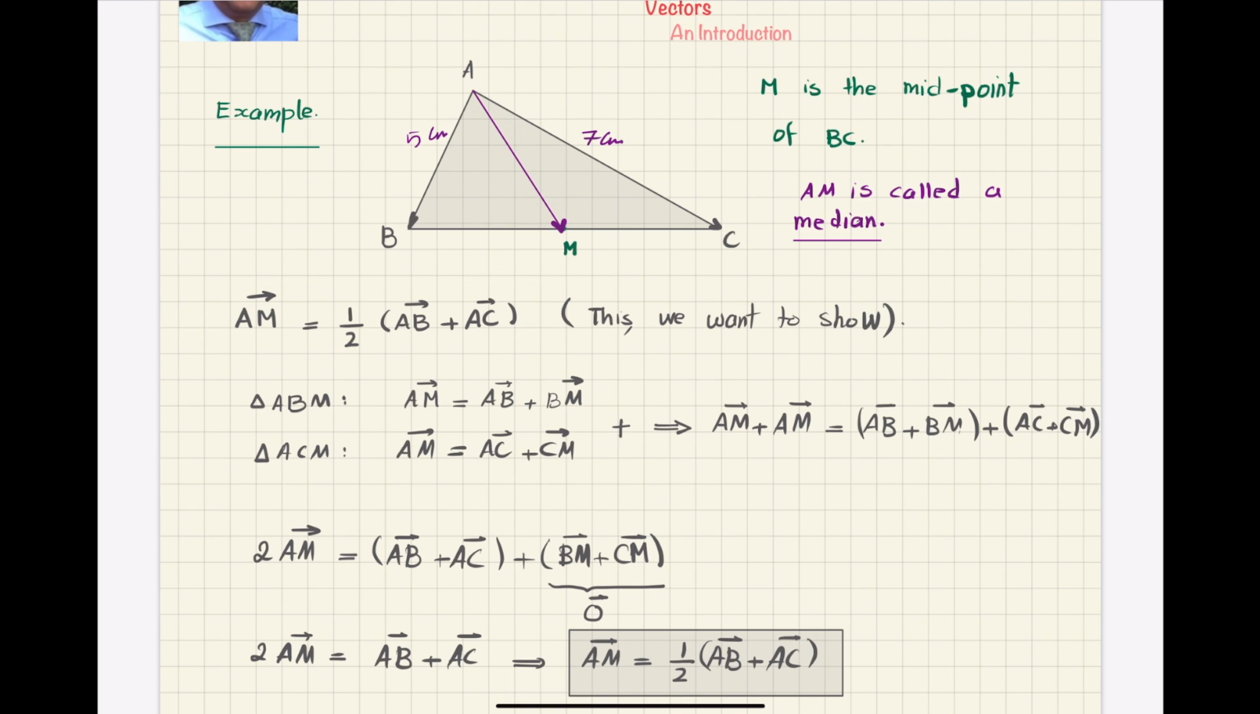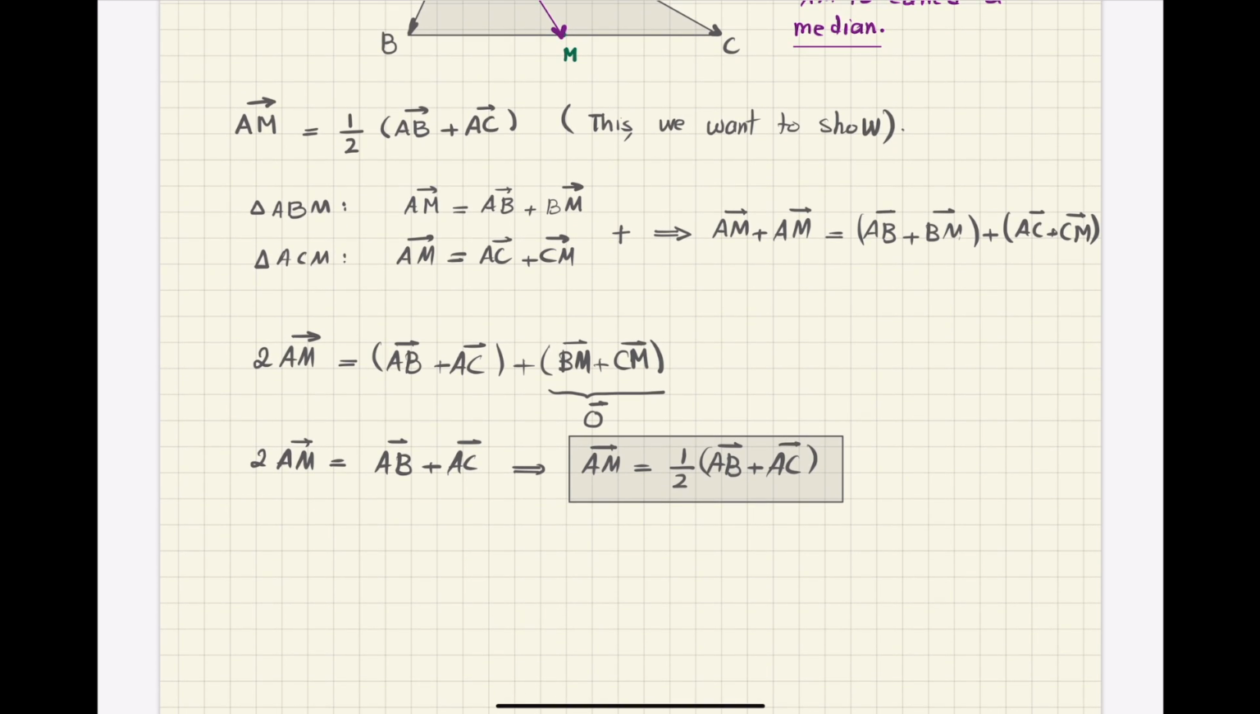This is not true, yes? So be careful. This equation is a vector equation, it is not something between the lengths. So what can I say at most? When you say that AM is equal to 1/2 of AB plus AC, at most, if you want to say something about the length of the vectors, you would say the length of the vector on the left should be equal to the length of the vector on the right. This is what at most I can say.